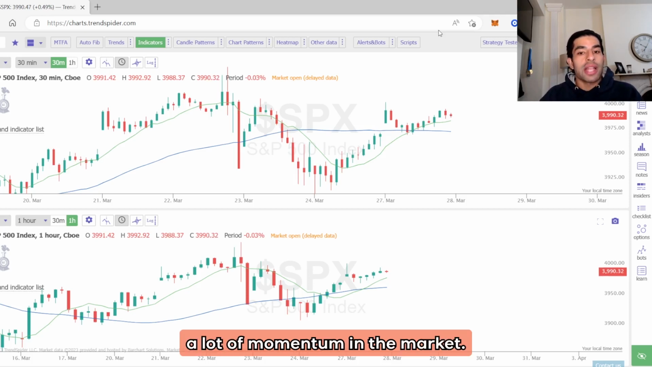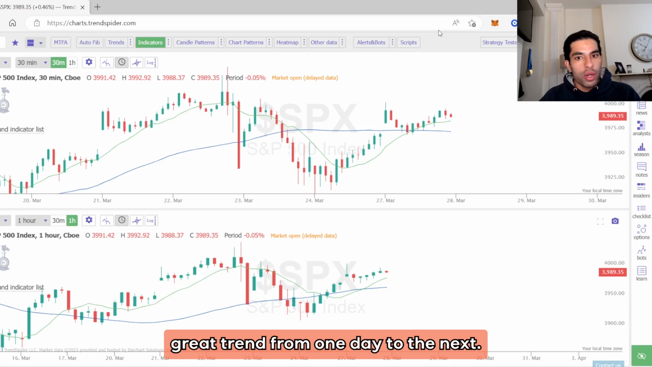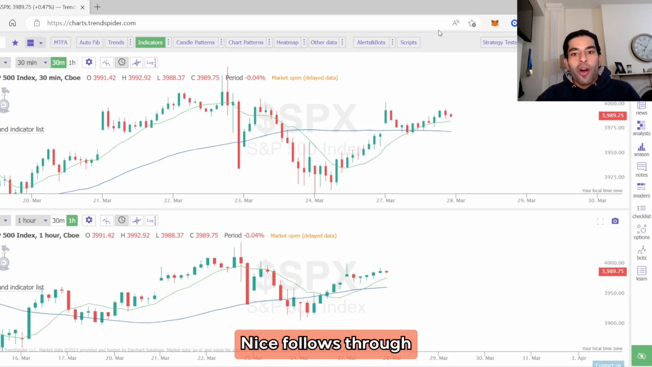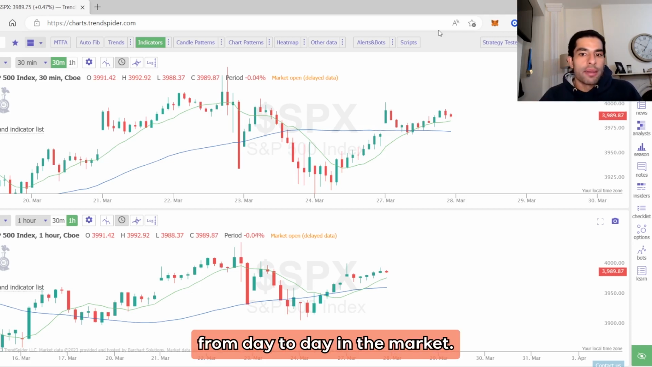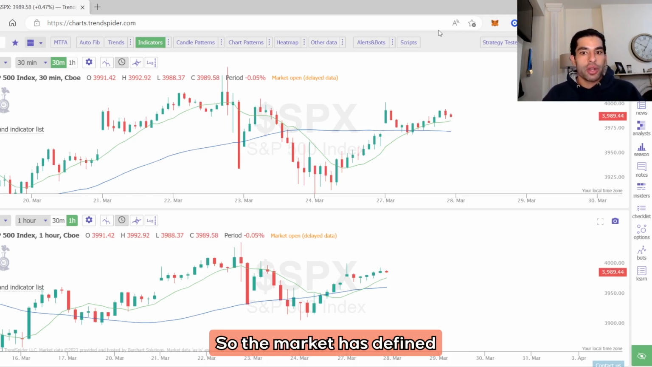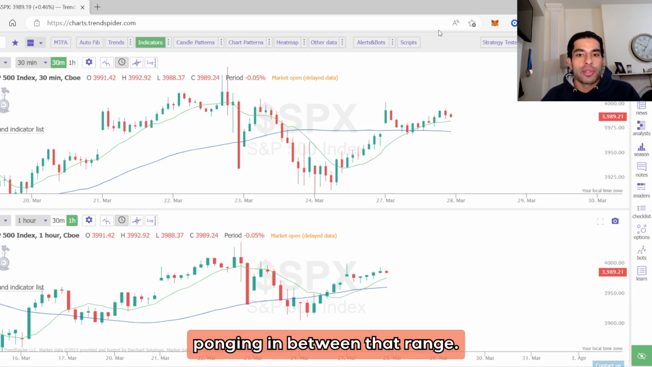Either one, there's a lot of momentum in the market and the market is providing great trend from one day to the next. So that would look something like Monday green day, Tuesday green day, Wednesday green day. Nice follow through from day to day in the market. A range-bound market or a choppy market is something like what we're seeing on the chart that I have pulled up right here. So the market has defined a range and it's just kind of ping-ponging in between that range.